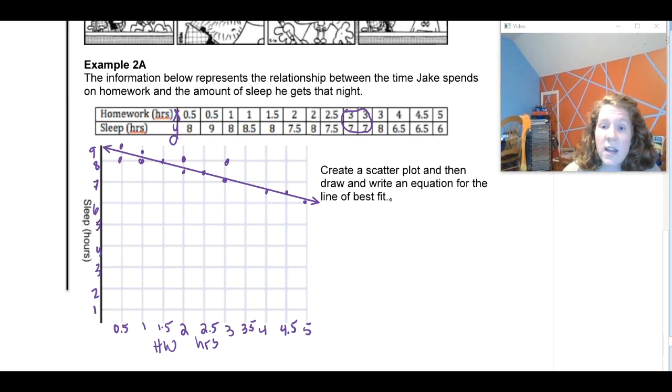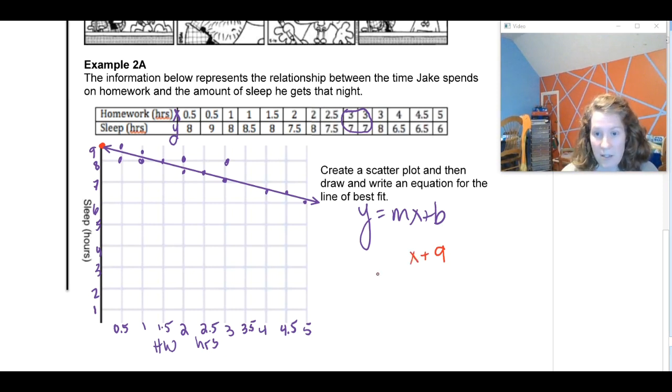Now, it wants us to write an equation for the line of best fit. So we've got y equals mx plus b. I need slope and I need y-intercept. To find the y-intercept, I'm going to look at where it crosses the y-axis. I'm saying about 9. Again, this is an estimate. We are eyeballing it. Now I've got to find my slope.